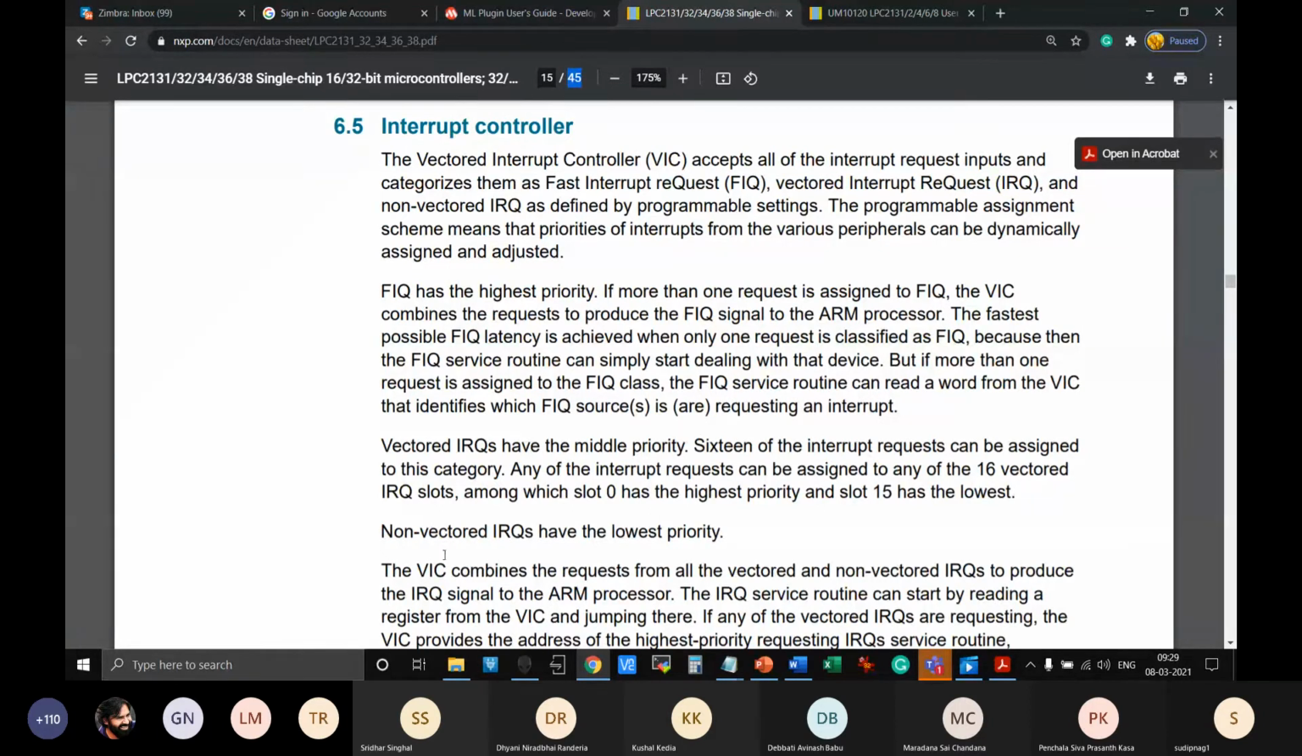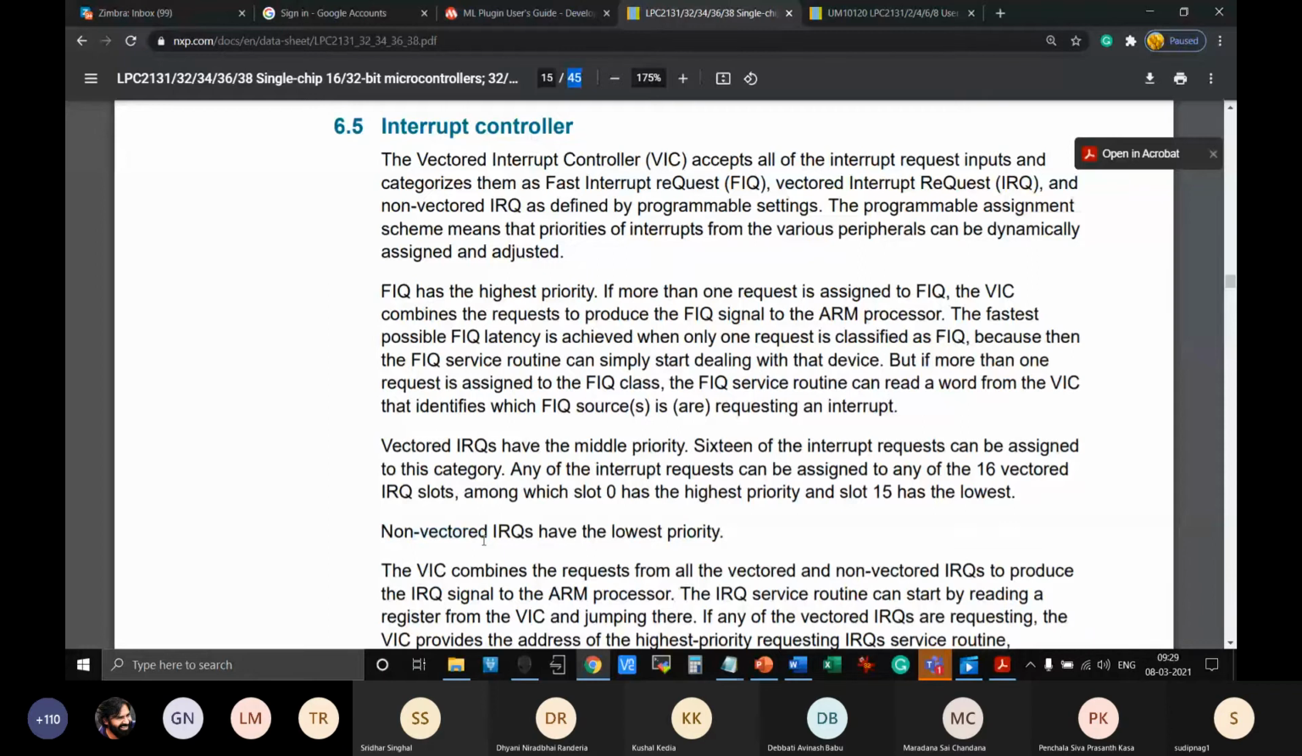So inherently it is non-vector, but if you want to service any interrupt, it has to go to some subroutine, and that subroutine must have some address location. So that vectoring process should be done in your code, but it's not inherently available in the microcontroller.